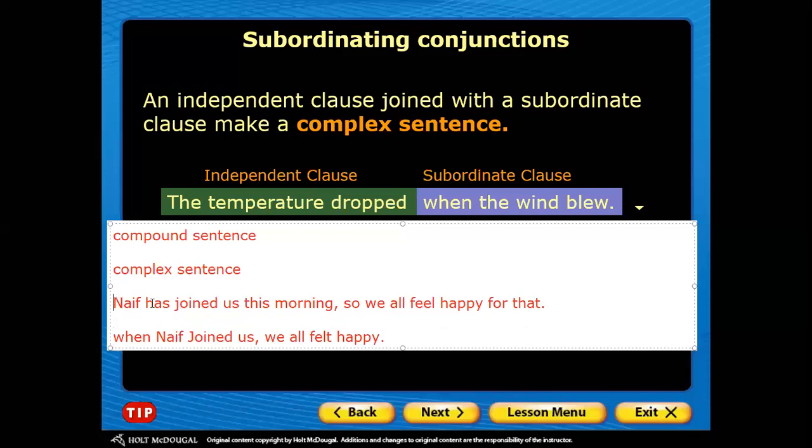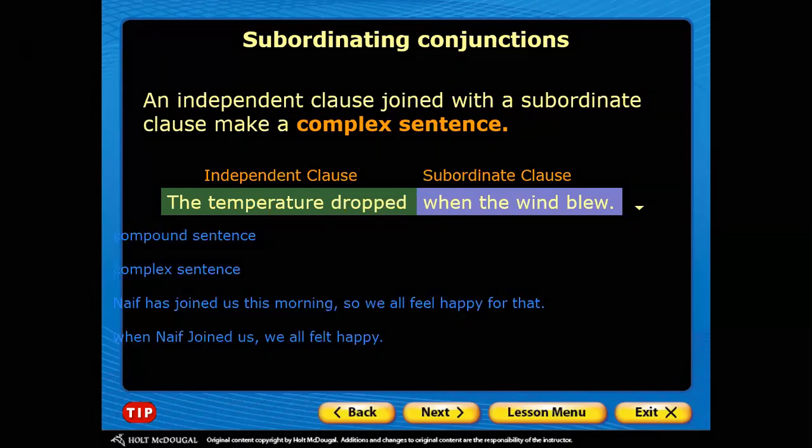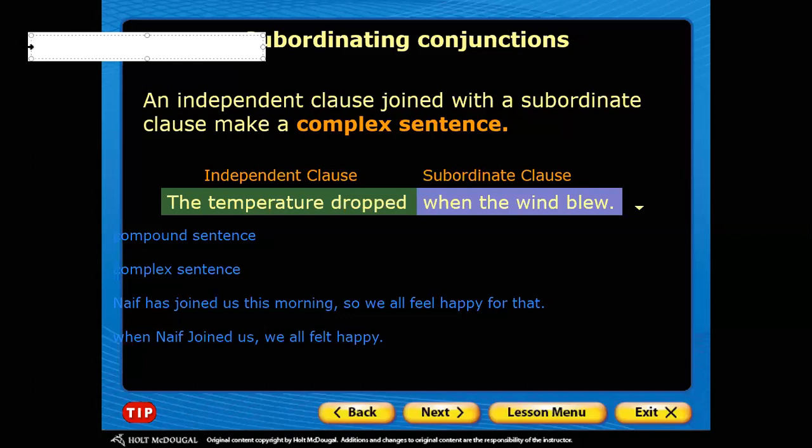The first sentence, I think, is compound. Why? Because we have two clauses. The first one is "Naif joined us this morning," and the second clause is "we all feel happy for that." And how are they joined, Aziz? By a conjunction. And what type of conjunction? From the FANBOYS. Can you remind us of the FANBOYS?